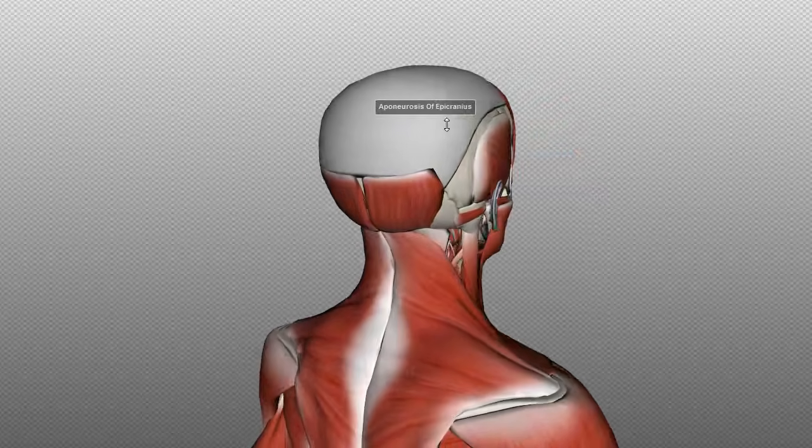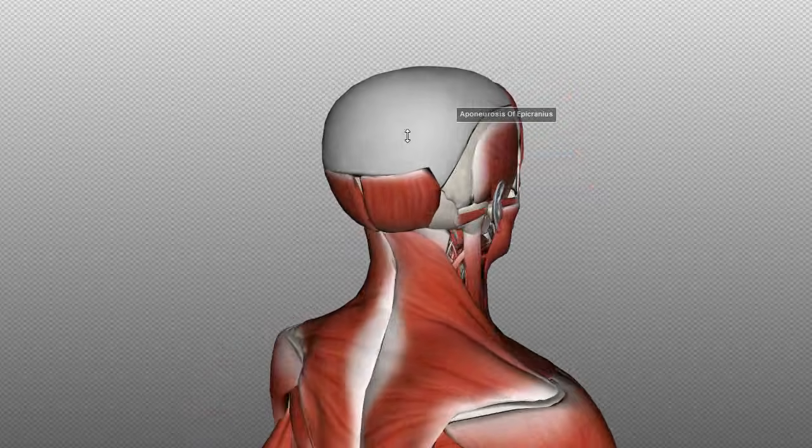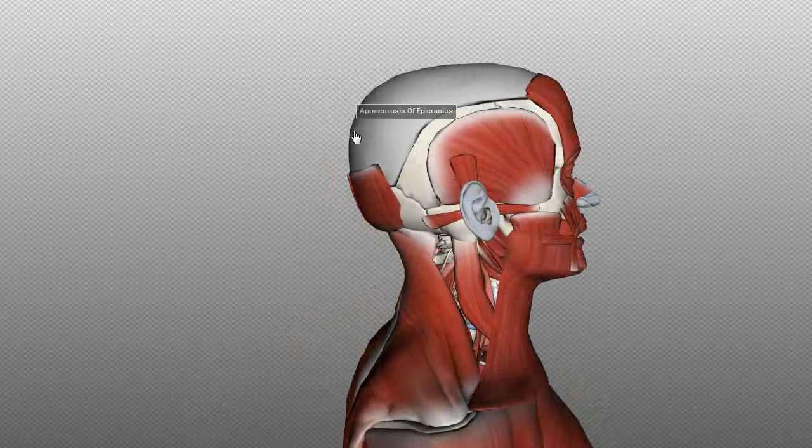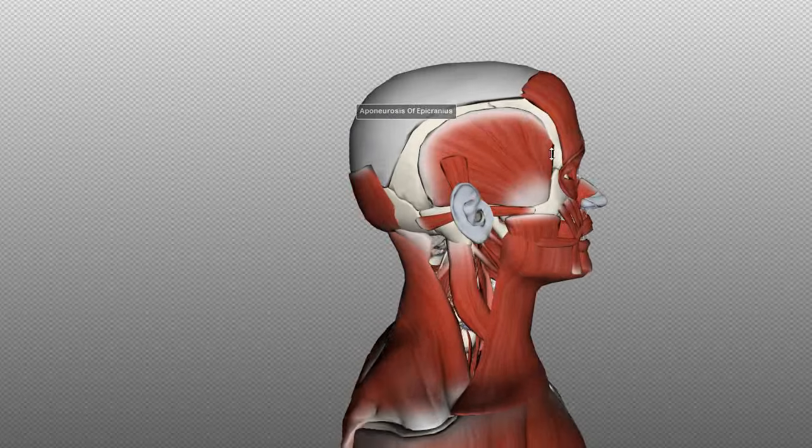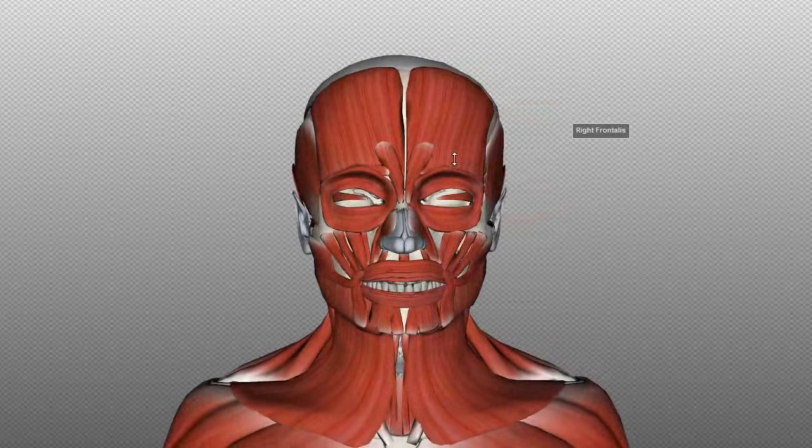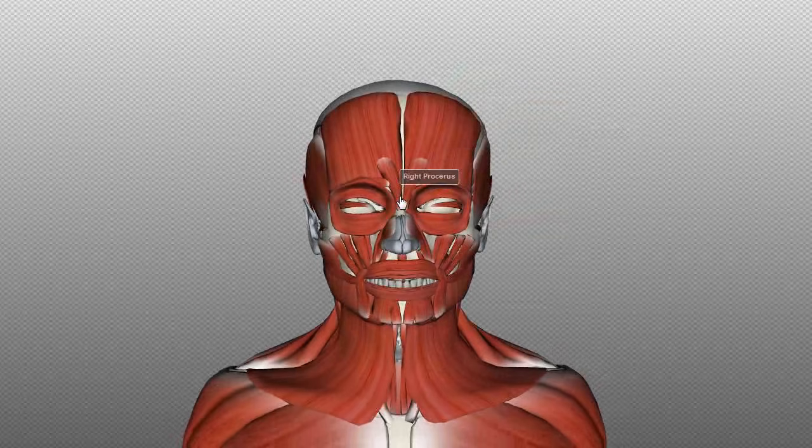If you have covered the layers of the scalp, you'll have been told that the aponeurosis of the occipitofrontalis makes up the third layer of the scalp. So you've got skin, connective tissue, aponeurosis, loose connective tissue, and then the periosteum. So the aponeurosis of the occipitofrontalis is the third layer of the scalp.